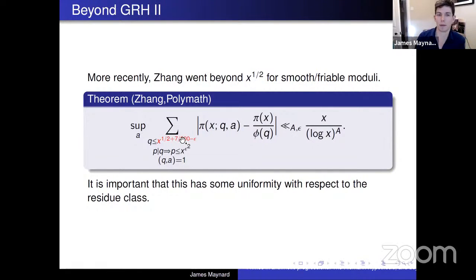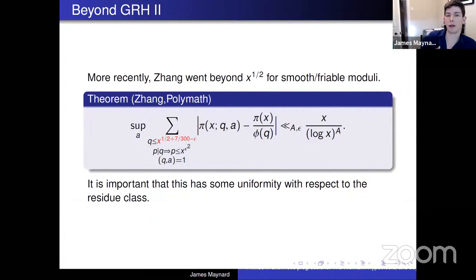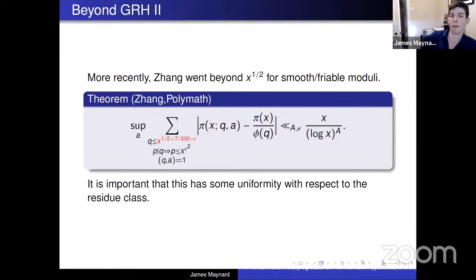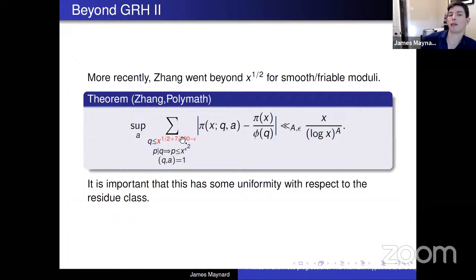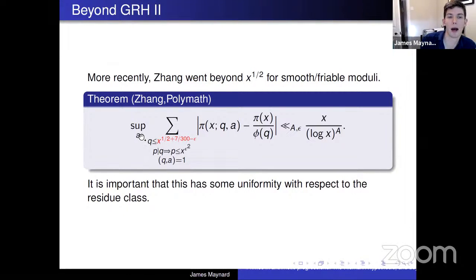So again, this is a sort of technical variation on the Bombieri-Vinogradov theorem, and this shows that you do get equidistribution for most q going beyond x to the 1/2, provided you restrict your attention just to moduli q with lots of small prime factors. And this was refined by the joint Polymath project. And one technically important thing for the question of bounded gaps between primes was that these results were very uniform with respect to the residue class.